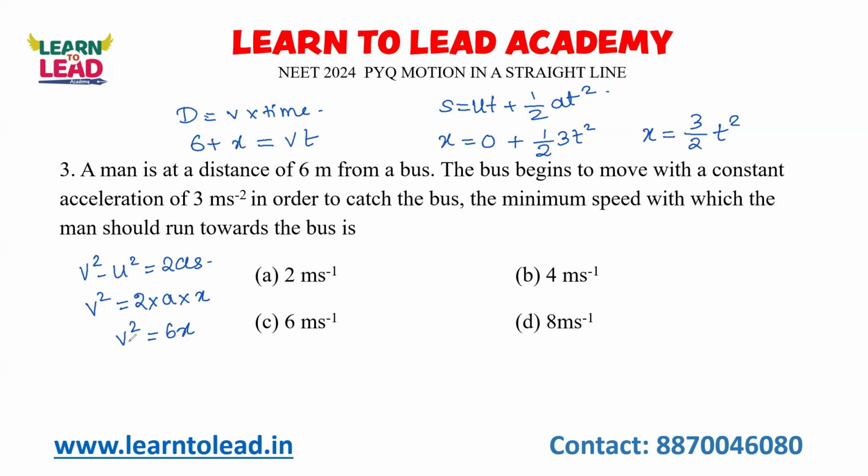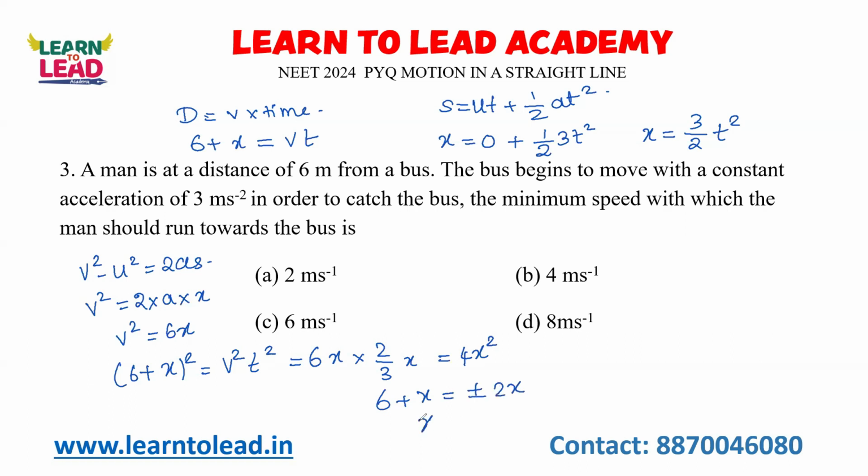Now, you should substitute in a formula. 6 plus x the whole square is equal to v square into t square. Okay, v square into t square. So 6x into 2 by 3 into x is equal to 4x square. Okay, so 6 plus x is equal to plus or minus 2x. So x can be plus 6 or x can be minus 2. Distance cannot be negative, so x equal to minus 2 is rejected.